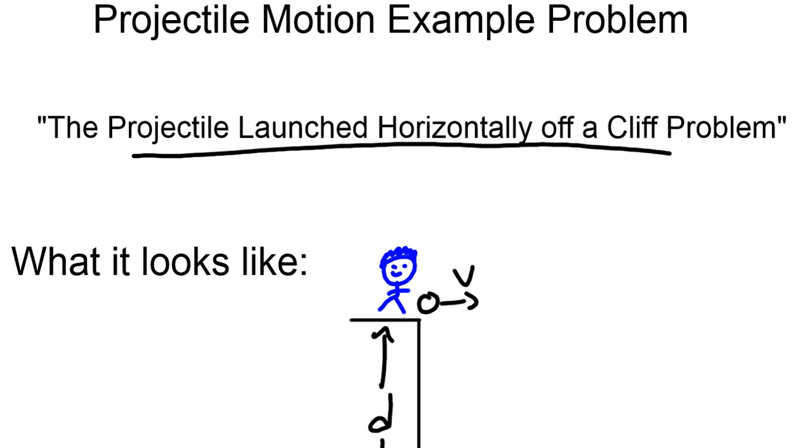In today's video, we're going to do a classic projectile motion problem, the projectile launched horizontally off a cliff problem. In projectile motion, you see this problem over and over and over again. Typically, the same strategy for solving this problem works almost every time, no matter the type of problem provided.